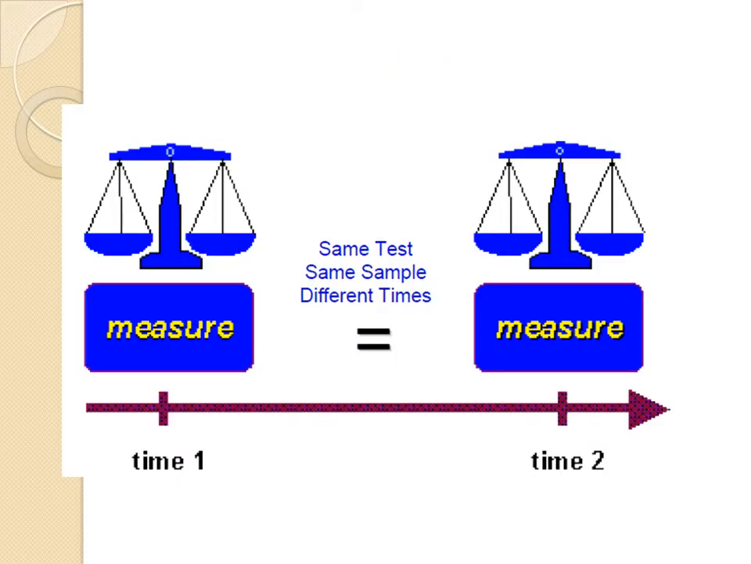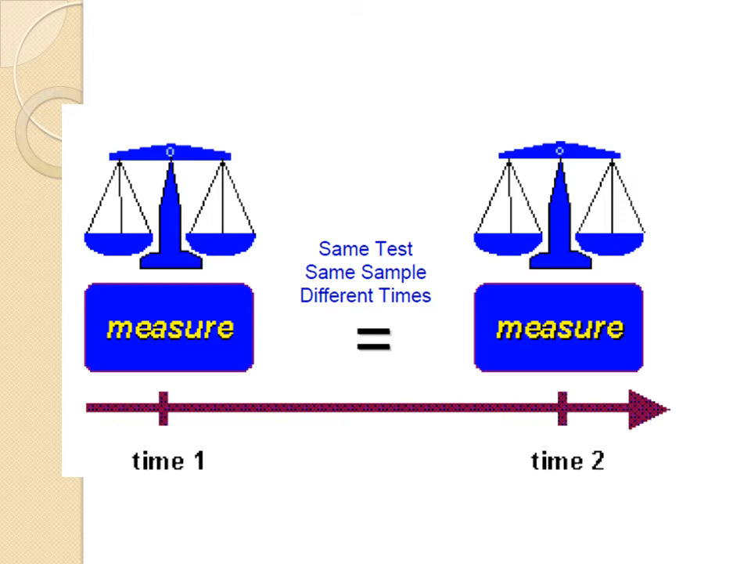Here's an illustration of what I was talking about a while ago. As you can see, we have the first measure, which happens at time 1, and the second measure, which happens at time 2. We use the same test, the same people or sample, but at different times. Just like I mentioned, time 1 could be January and time 2 could be July.